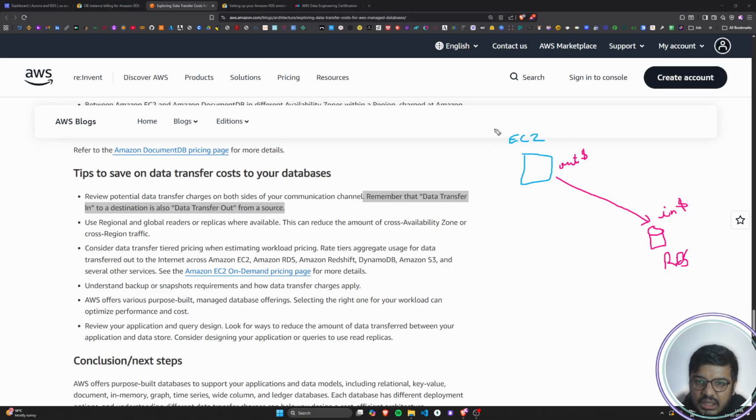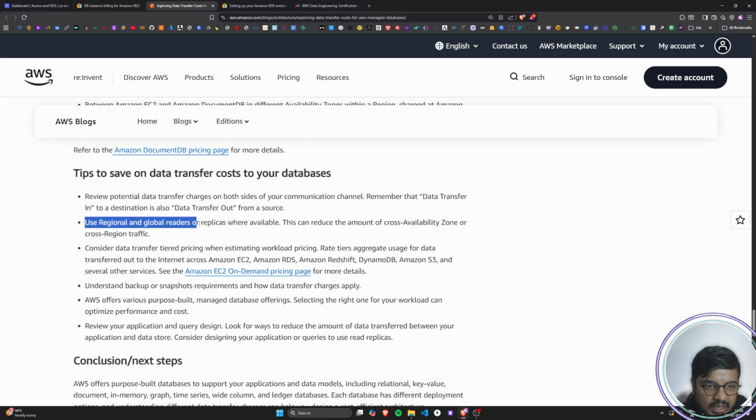Again, it depends on the region, the availability zone and all those things for sure. But if I have to do a multi-channel communication or data transfer, in that particular case I have to remember that I am getting charged for the outbound at my EC2 service, and for inbound I am getting charged at my RDS service. So this is what we have to remember.